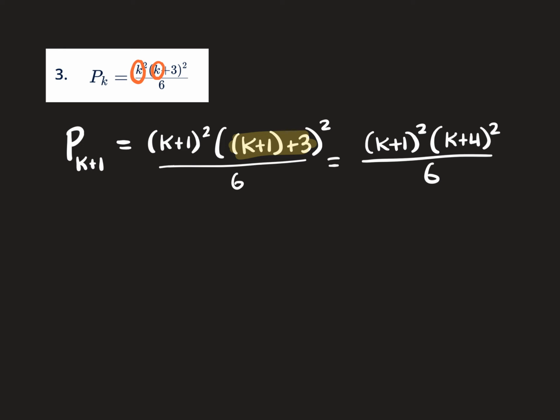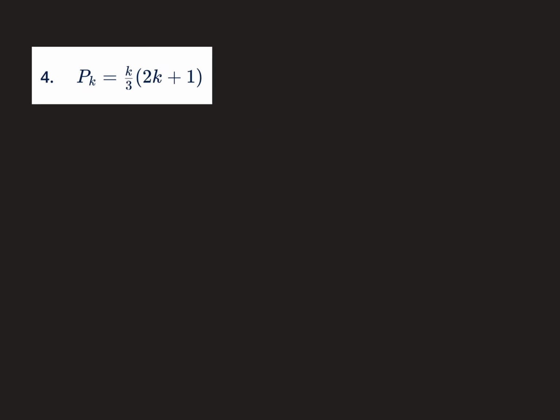Okay, and then I just wanted to show you one more. This is another one that a lot of people had trouble with. So if I want to find the P sub K plus 1 step, that again means I have to replace every K with K plus 1. And if you just remember that when you're writing K plus 1, it should always be written in parentheses, it's really going to help you not make any arithmetic errors.